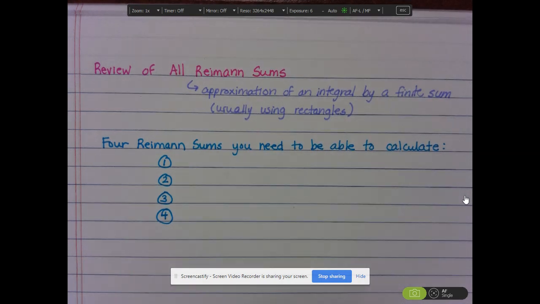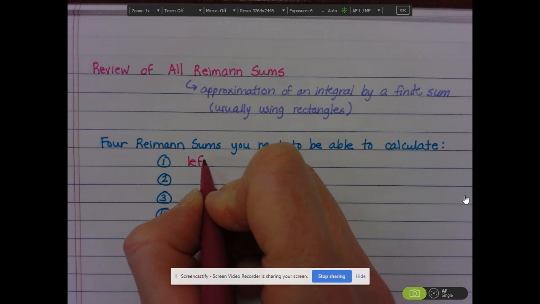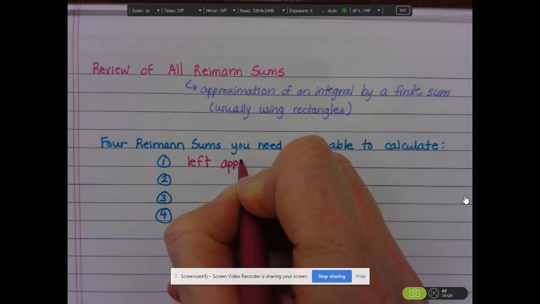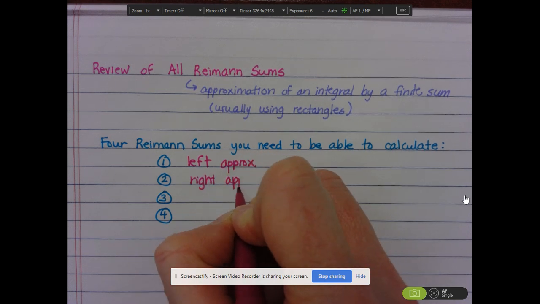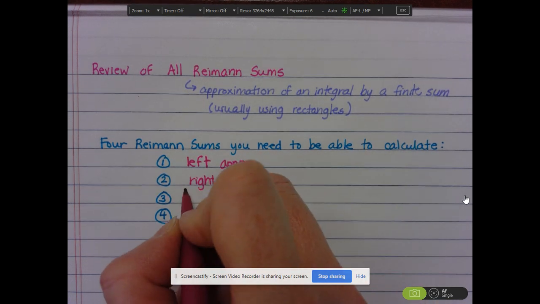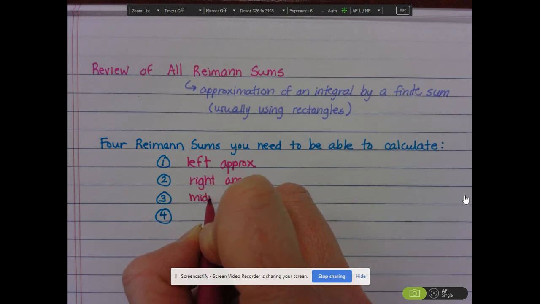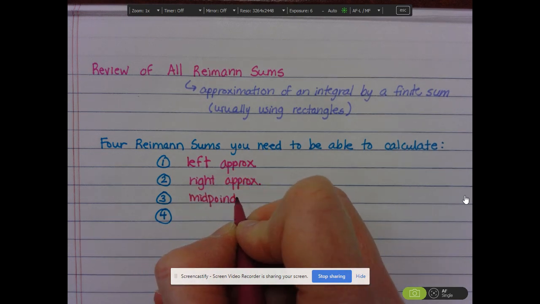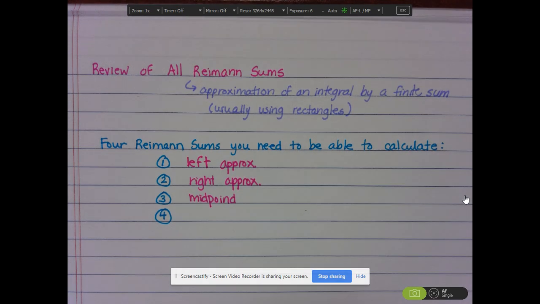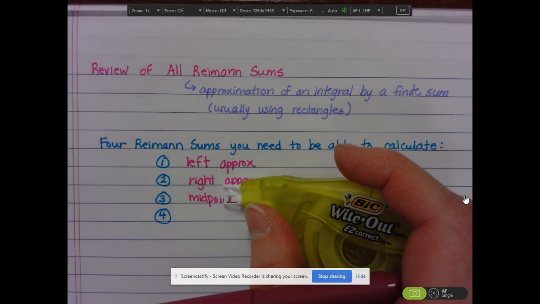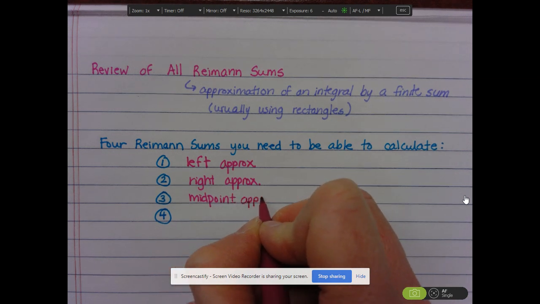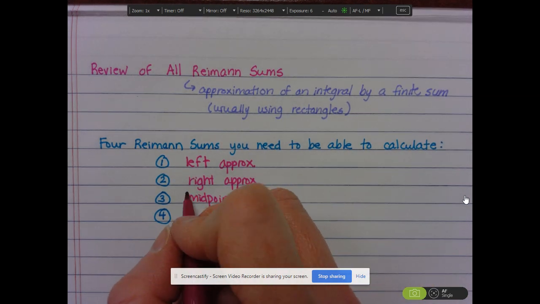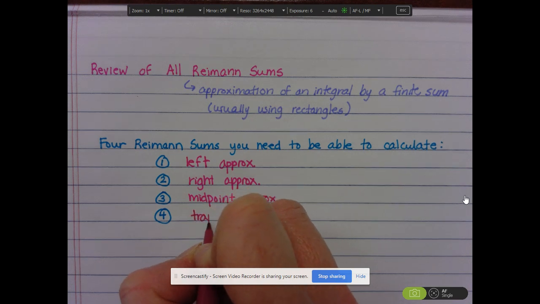There are 4 Riemann sums that you need to be able to calculate. You need to be able to do a left approximation. You have to be able to calculate a right approximation. You need to be able to calculate a midpoint. And I can't spell. My whiteout is my friend. Midpoint approximation. And we have not looked at this one yet, a trapezoidal sum.